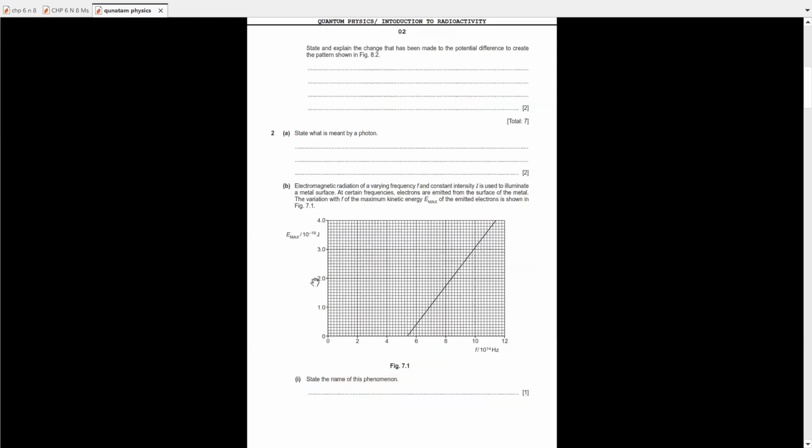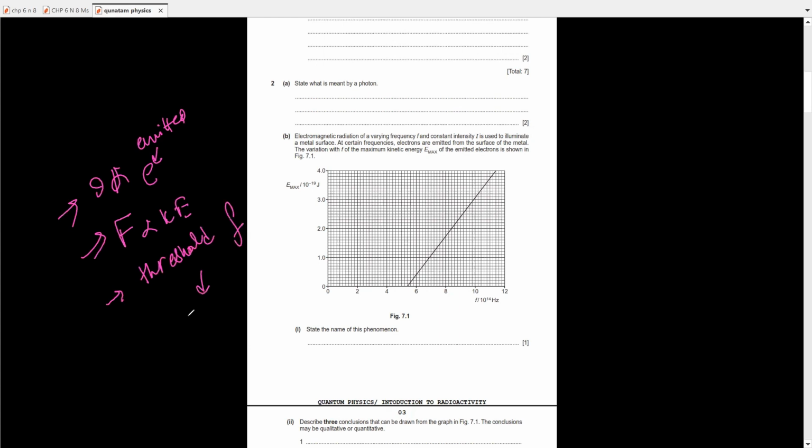Next, they have asked us about electromagnetic radiation of varying frequency and constant intensity in the photoelectric effect. We have studied that frequency has a relation with the kinetic energy, and intensity has a relation with the number of electrons emitted. So let's keep this in mind while solving these questions. At a certain frequency, we know that there is a threshold frequency below which no electron would be emitted. Threshold frequency is the minimum frequency that is required for an electron to get out of the metal surface.